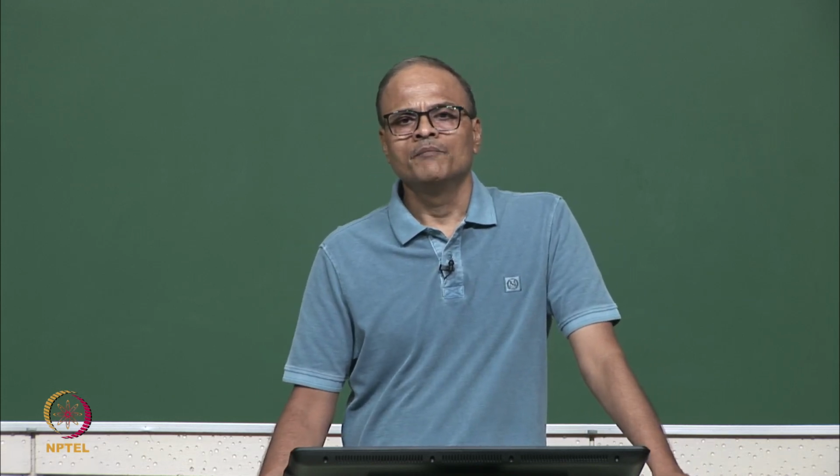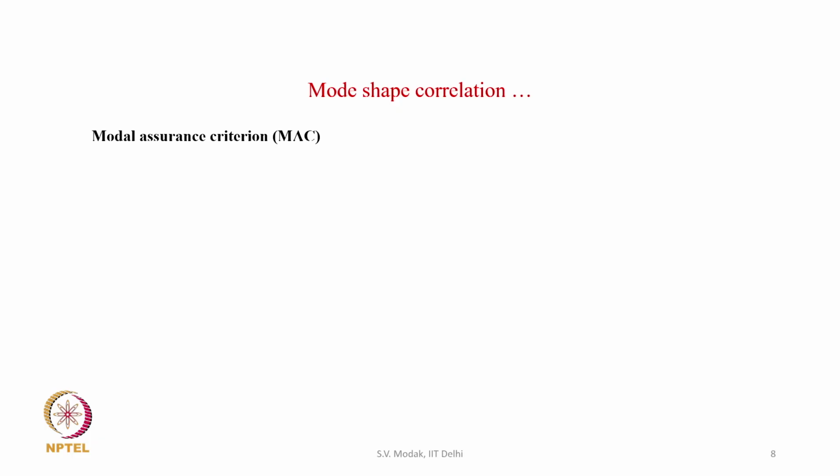This approach will probably work reasonably well for simpler structures, like one dimensional structures or two dimensional structures like beams and plates. Visual comparison may help, but when the structure becomes complex, this visual comparison will be difficult to carry out to determine the pairing of the modes. Therefore, to address this problem, some indices have been suggested to quantify mode shape correlation.